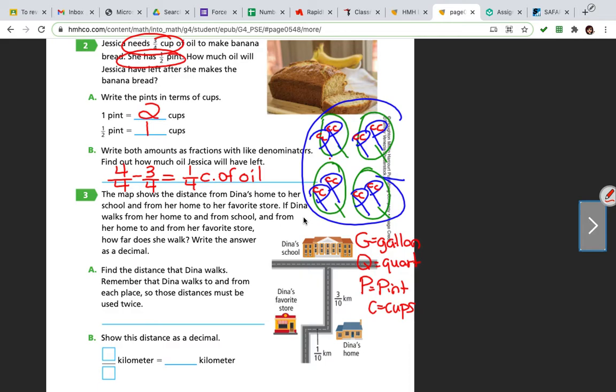Number 3, the map shows the distance from Dinah's home to her school and from her home to her favorite store. If Dinah walks from her home to and from school and from her home to and from her favorite store, how far does she walk? Write the answer as a decimal. So we're going to add the fractions and then we're going to change it to a decimal.